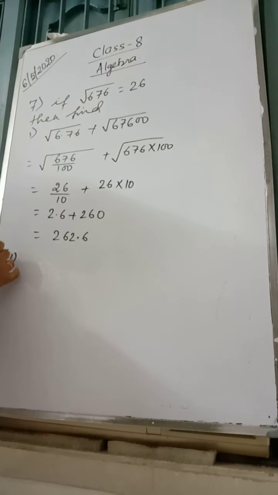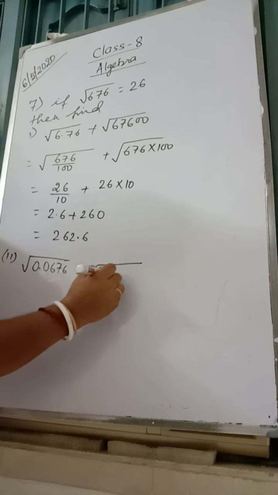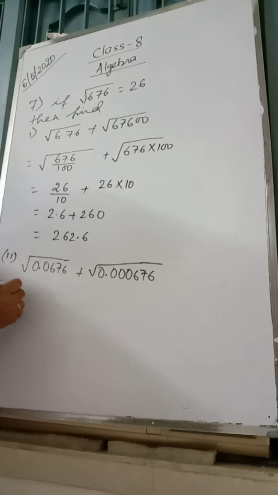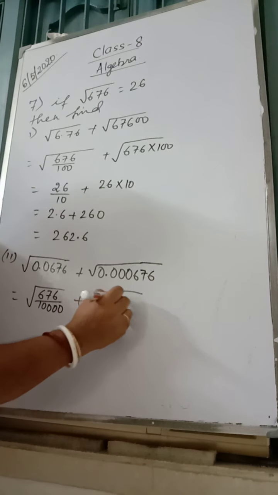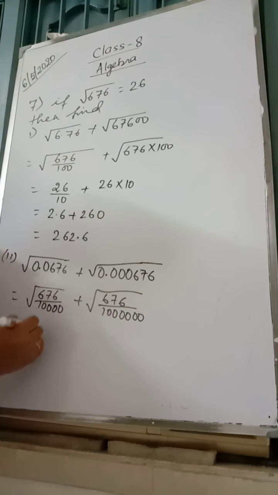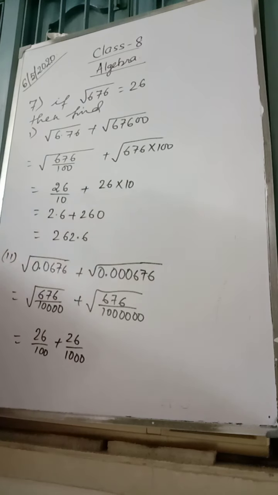Number 2, it is given under root 0.0676 plus under root 0.000676, is it? Now this could be written as 676 by 10,000, plus this could be written as 676 by 1 followed by 6 zeros. Now what will be the square root of 676? That is 26, and the square root of 10,000 is 100. Again, 26 by 1000, is it?